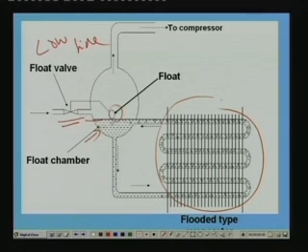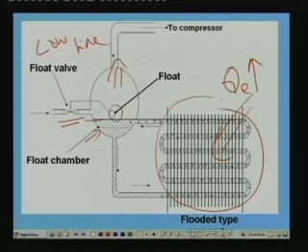First of all, the liquid level drops when the load on the evaporator increases. Let us say that the load on the evaporator is increasing. When the load on the evaporator increases, the evaporation rate increases, so higher mass will leave the float chamber. Higher mass leaving the float chamber means this level will drop. Once this level drops, that is sensed by this float, and this will open the float valve wider. Okay, there will be wider opening of the float valve. Once the float valve is opened wider, more refrigerant will flow into the float chamber, and the level is restored.